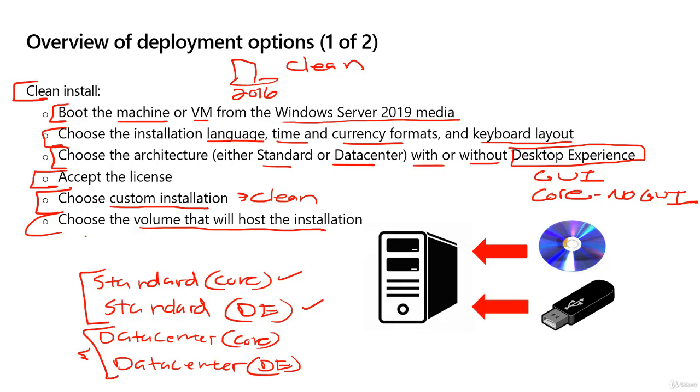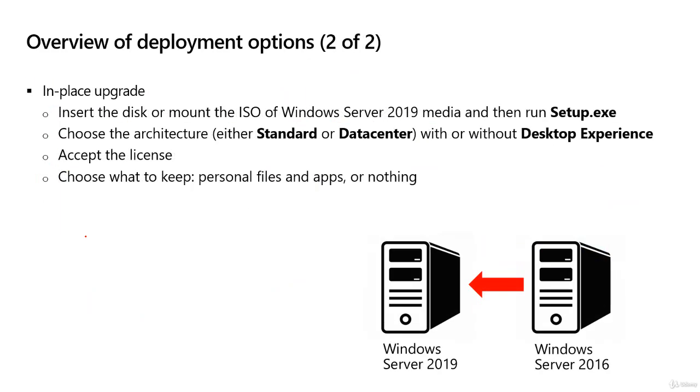It's going to reboot the computer, and then it's going to ask you to set your password for the administrator account. Once you set your password, it brings up the login screen, and you can log in as administrator and have a fully functioning operating system. So that is our clean install. The other install is an in-place upgrade. This means you have a server, like 2016, we'll say.